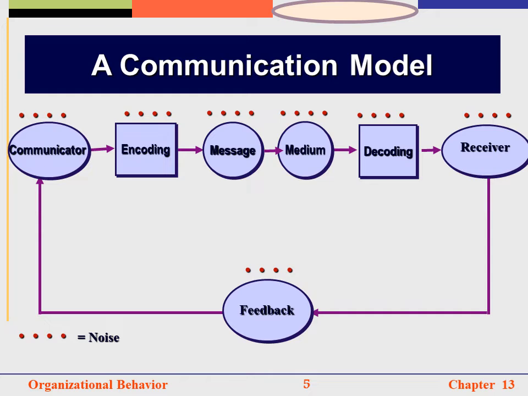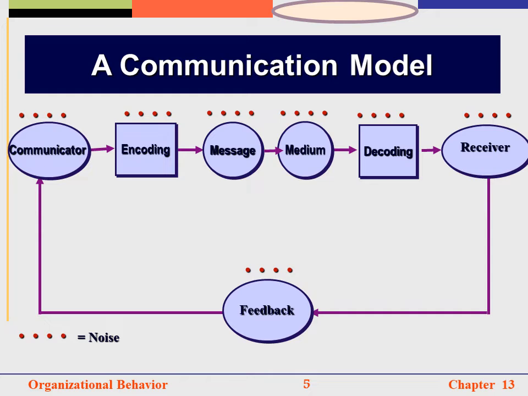So the one-way communication process does not allow receiver-to-communicator feedback, right? Which may increase the distortion or the distraction. While the two-way communication, like in the face-to-face, will give the feedback on the spot. As we notice here, the red dots all over the model, all over the elements of the communication.